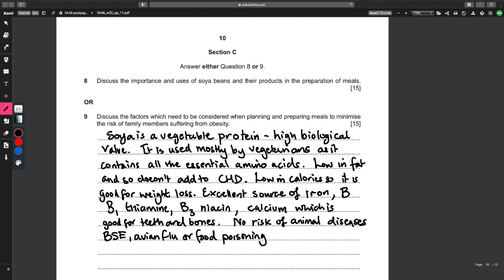Okay, so there's no risk of animal diseases, BSE, mad cow disease, avian flu or food poisoning. You know, it's not an animal product, it's plant-based.